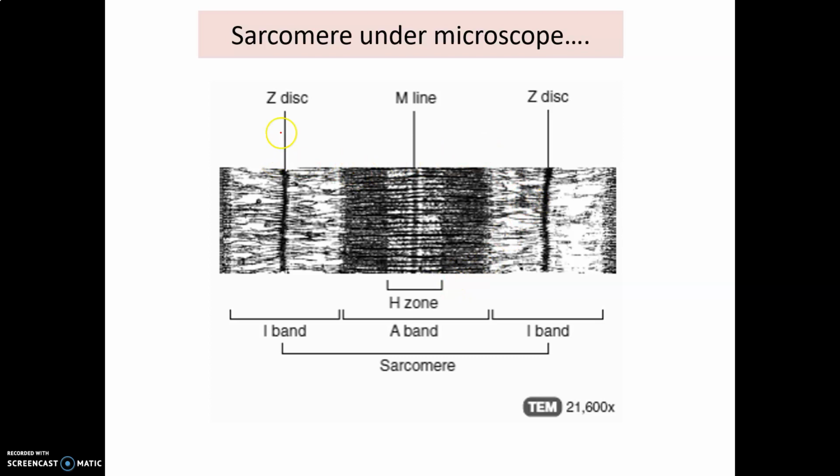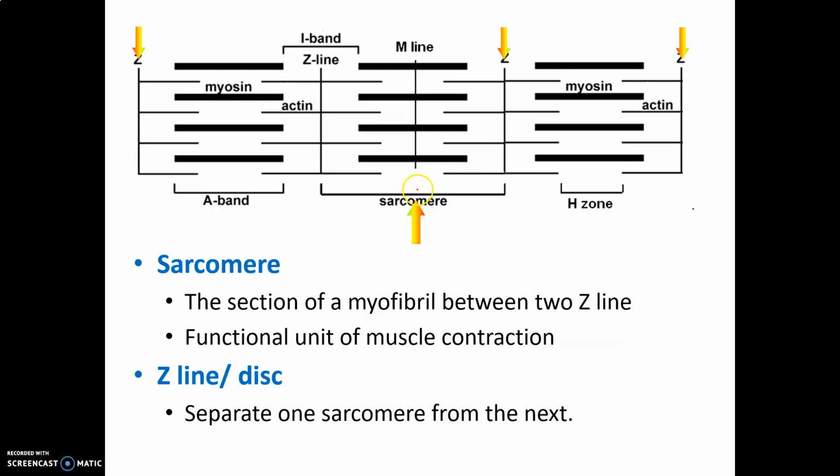Dan you boleh nampaklah in between Z disc ini, Z disc tu adalah protein yang akan connect the actin filaments. Itu adalah in between ini kita panggil sarcomere, which is the basic contractile unit. Dan you boleh nampak I band tu dia light, A band itu dia gelap, dan tengah A band tu akan ada H zone. M line itu adalah the one yang akan connect the myosin, yang akan hold the myosin bundle together.